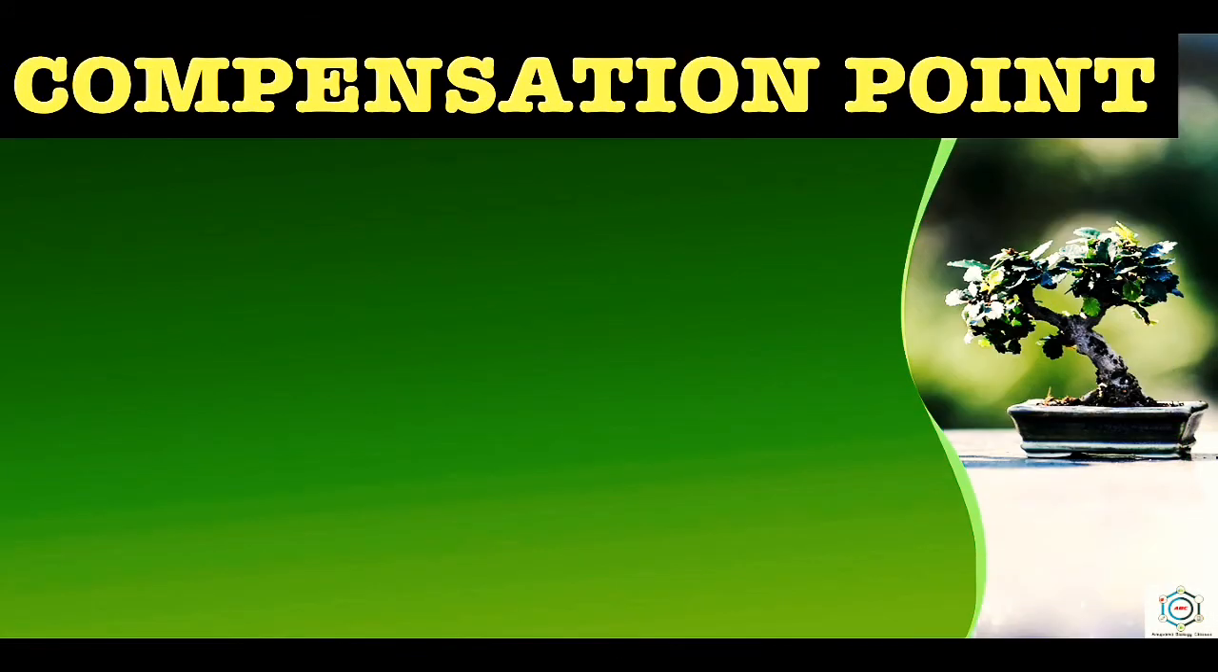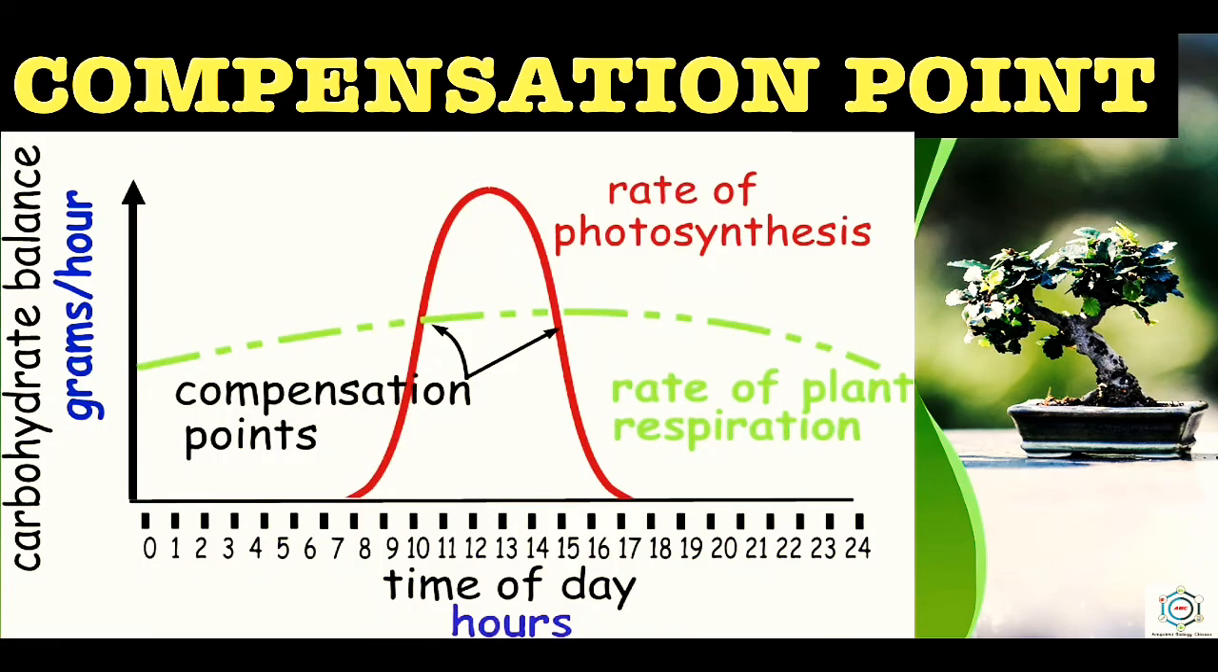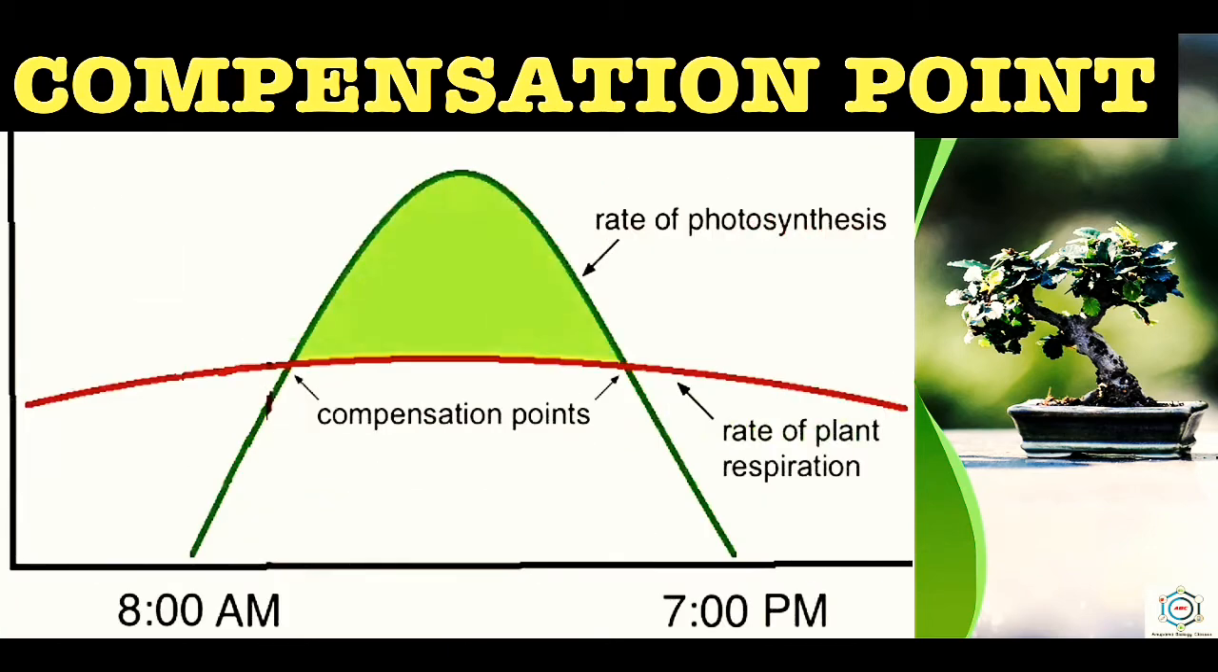Now, after this, what is compensation point? Compensation point is the point reached in a plant when the rate of photosynthesis is equal to the rate of respiration. This means that the carbon dioxide released from respiration is equivalent to that which is taken up during photosynthesis. The compensation point is reached as light intensity increases.